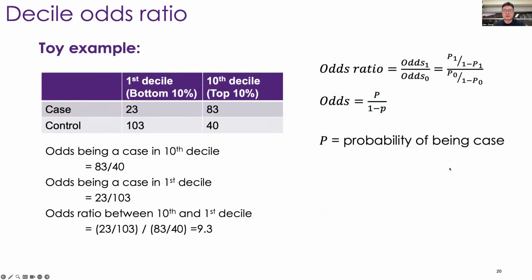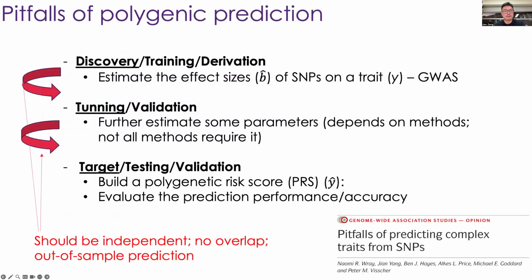This slide shows the toy example illustrating how these odds ratios can be calculated from the simple case control counts. So we have the counts of the cases in the first and the bottom decile of the PRS, and you have this number for the controls. You can look at the odds being the cases in the 10th decile and the odds being the cases in the first decile, and you calculate the ratio of the odds. And that's how you get the odds ratio. You can also get this from the logistic regression.